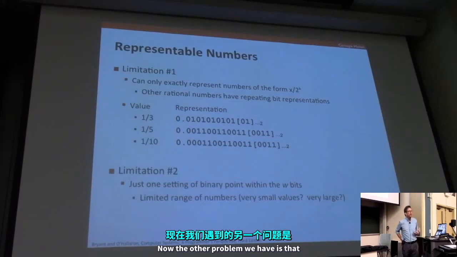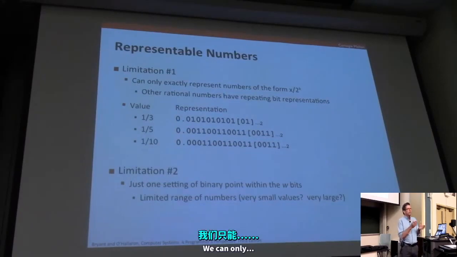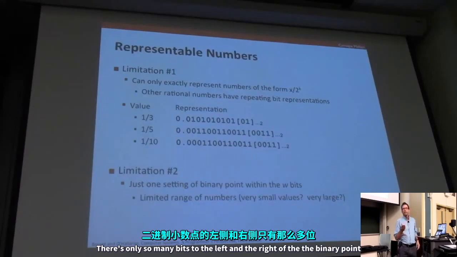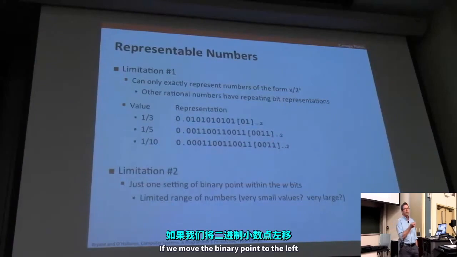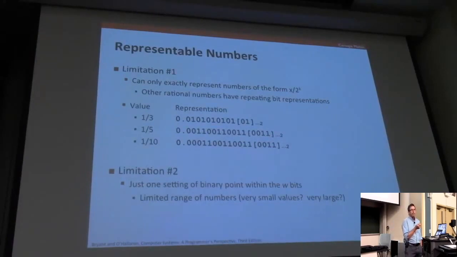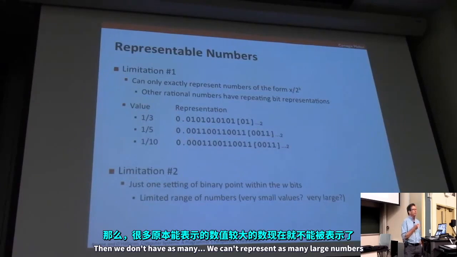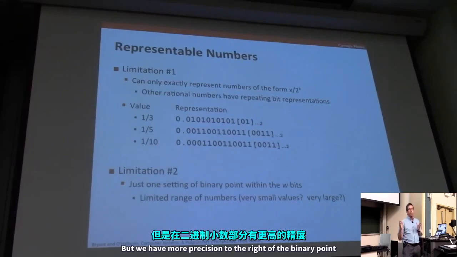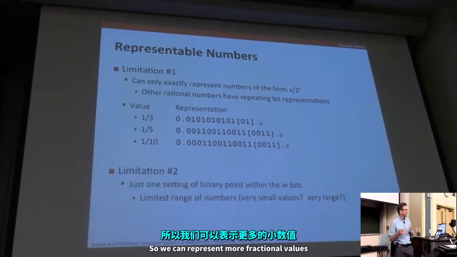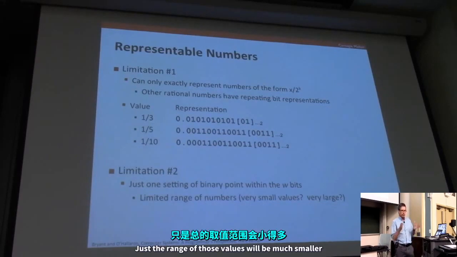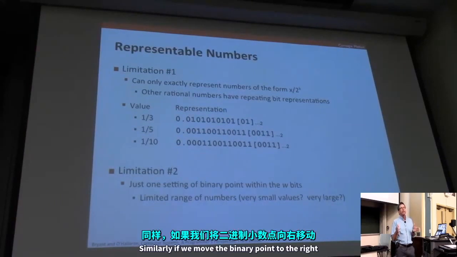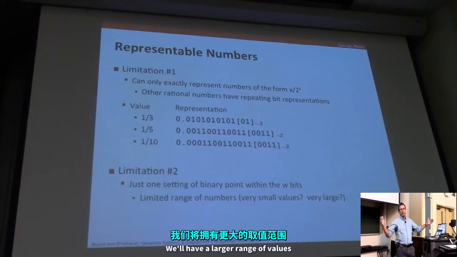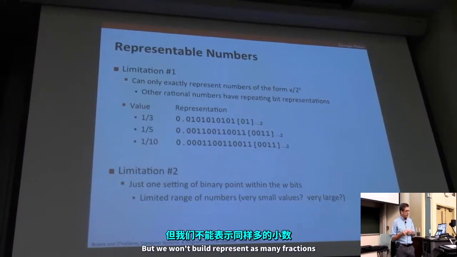The other problem we have is that there are only so many bits to the left and the right of the binary point. If we move the binary point to the left, we can't represent as many large numbers. We can only represent small numbers, but we have more precision to the right of the binary point. So we can represent more fractional values, just the range of those values will be much smaller. Similarly, if we move the binary point to the right, we'll have a larger range of values, but we won't be able to represent as many fractions.